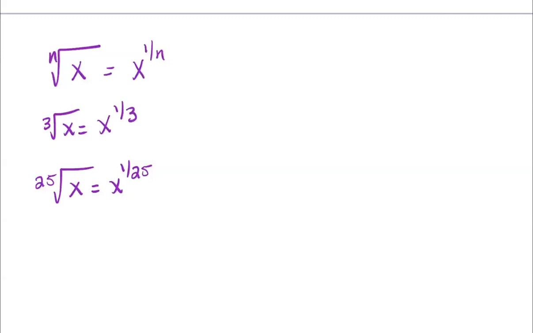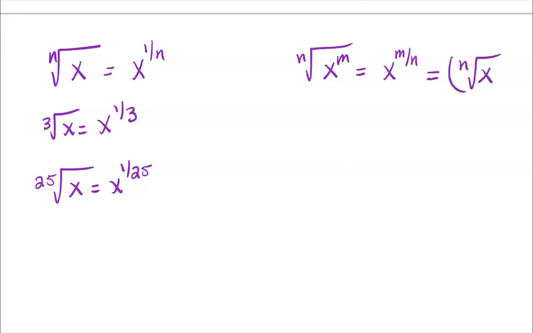Sometimes you have a power on whatever's underneath your root symbol as well. So what if we have something like the nth root of some number to some power? Well, you keep that little power and you just put your fraction underneath it. And when I work some examples, I'll show you actually why. Sometimes we go backwards. You can put this back as a root, but this is also equivalent. So I could take the nth root of x to the power of m.